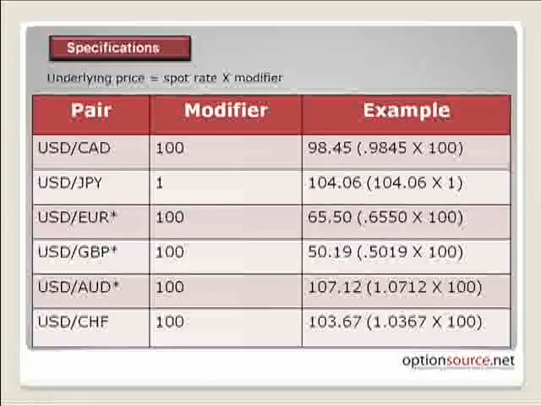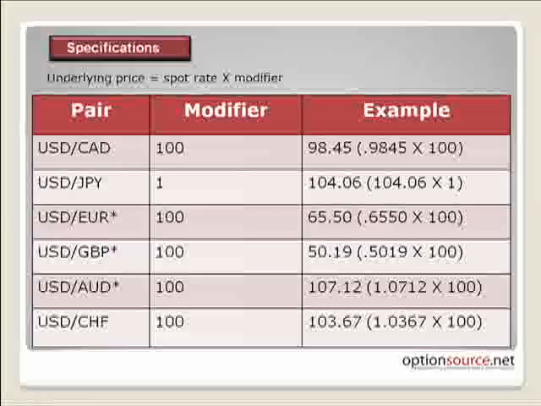Pair values are determined by taking the spot rate and multiplying it by a modifier. In the case of the US versus the Canadian dollar, the euro, the Great British pound, the Aussie dollar, and the Swiss franc, all spot market rates are multiplied by 100. For example, if the spot market rate on the US versus the Canadian dollar is 0.9845, then the underlying pair value for the FX options would be 98.45.